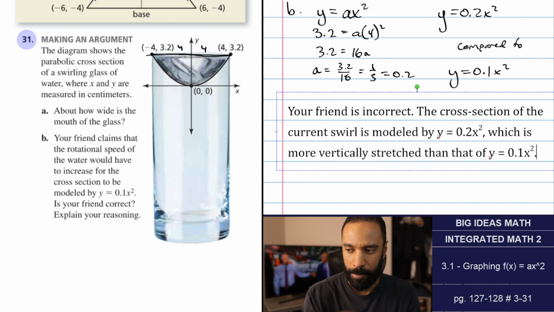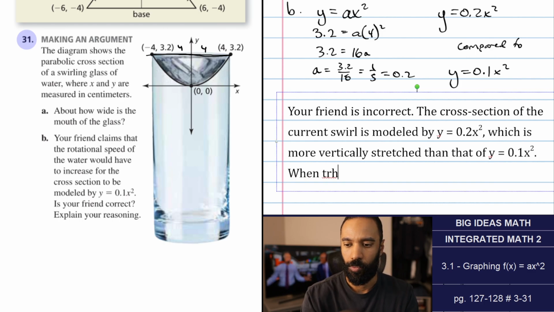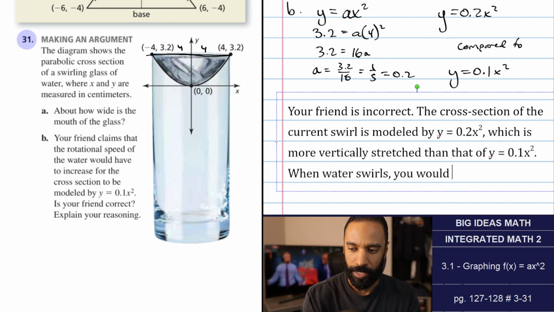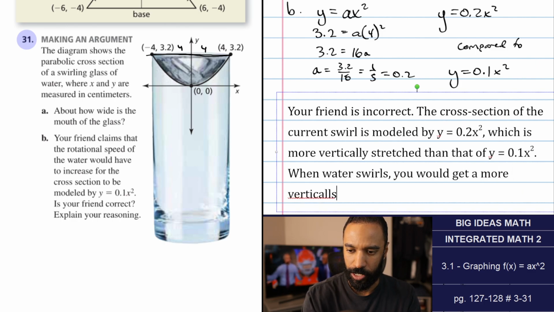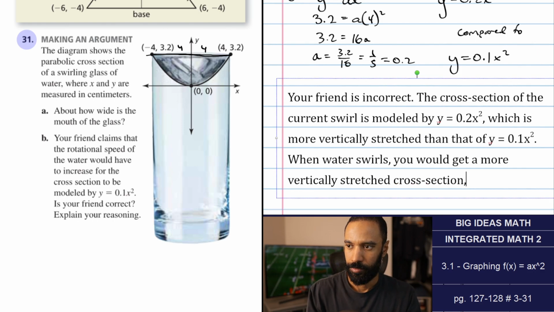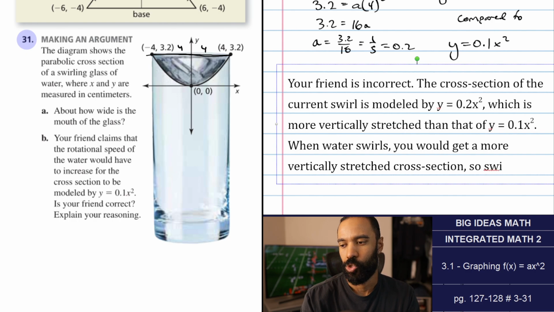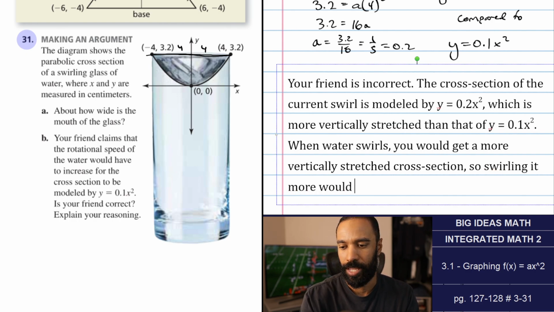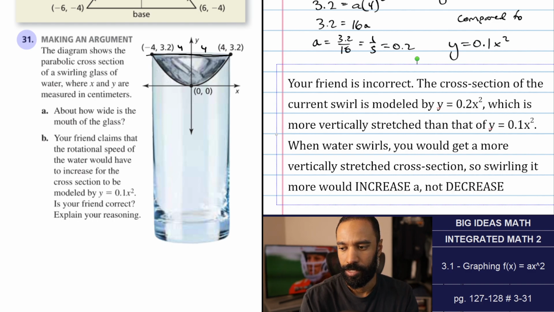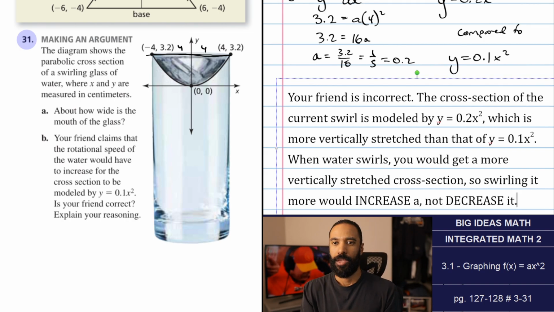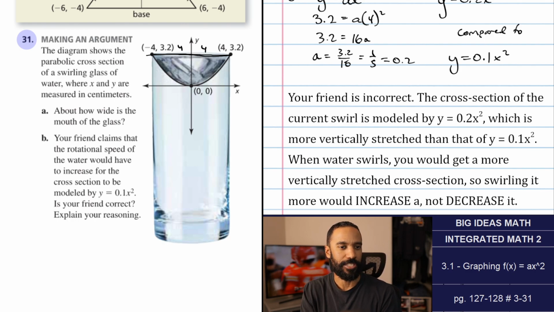Now, what does that mean? When water swirls, you would get a more vertically stretched cross section. So swirling it more would increase a, not decrease it. So your friend's wrong. And with that, we will leave it at that. So that is part B. That is the final answer.